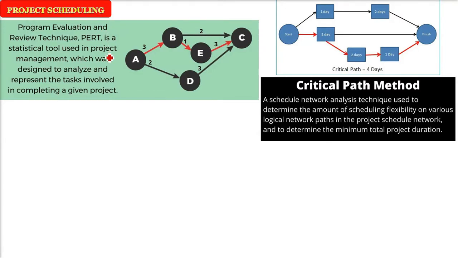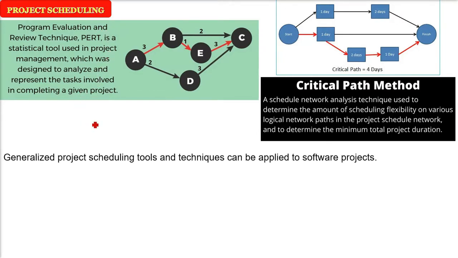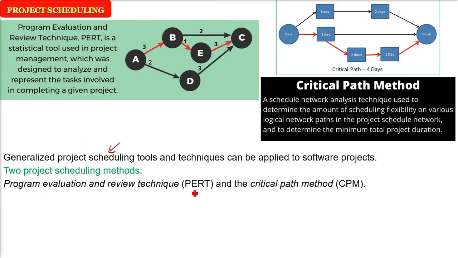Project scheduling. Here we have the PERT, CPM, Gantt, all these. So these are generalized project scheduling tools. These are normally used in project management. These generalized project scheduling tools and techniques can be employed and applied to software development projects also. So we have 2 project scheduling methods. Gantt is also there, we'll talk about that, but the project scheduling methods, especially PERT, Program Evaluation and Review Technique, and the Critical Path Method, CPM.